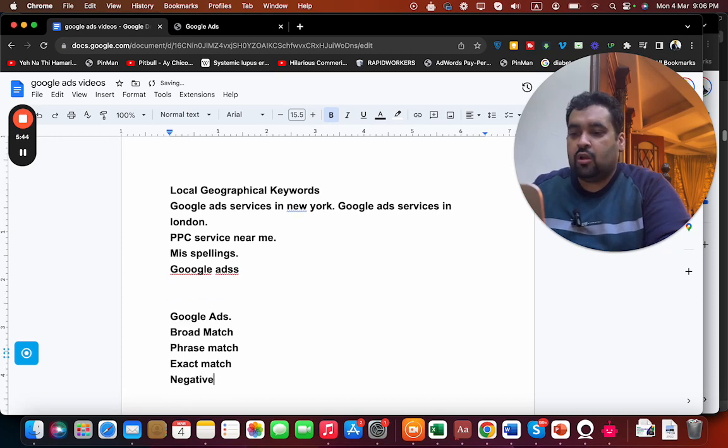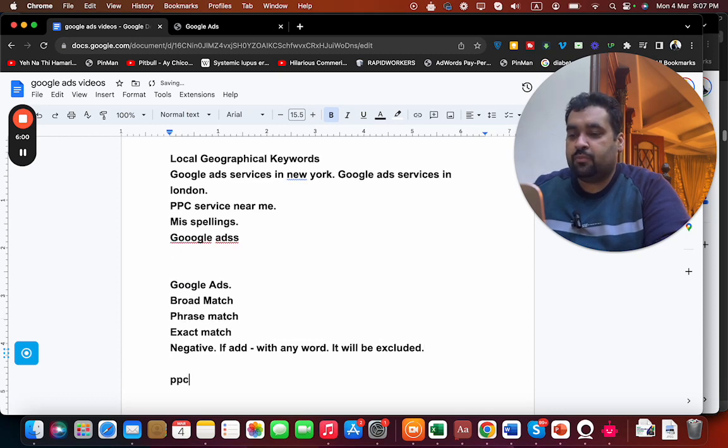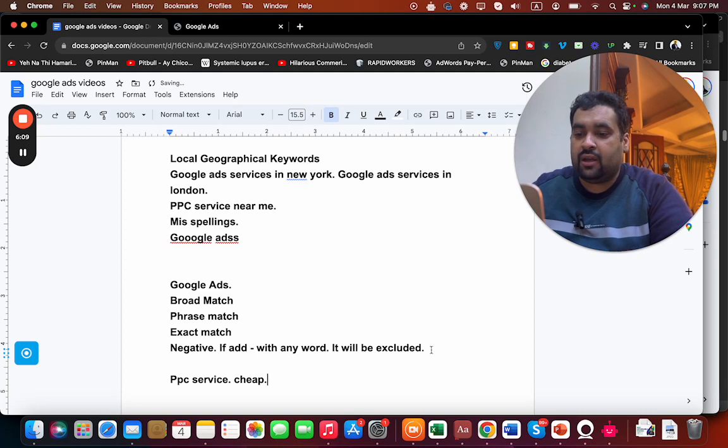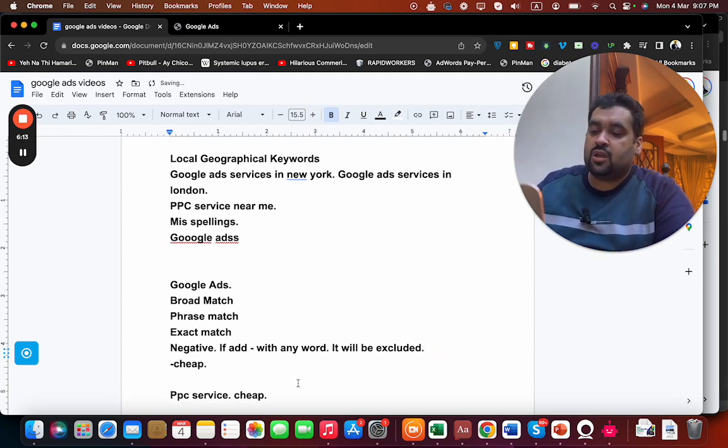If I add a dash with any keyword, with any word, it will be excluded. So the negative keywords are, for instance, I am targeting PPC service, but I do not want my ad shown if someone is searching for PPC service as cheap, because I'm selling a premium service. So I will add the negative word cheap in my Google Ads, and once someone searches for cheap PPC service, my ad won't be shown.